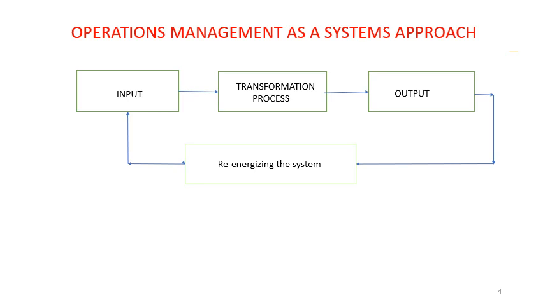Now, does this system work on its own, or are there any constraints on it? If you can see here, there are just three entities: input, the transformation process, and the output. And there is a re-energizing system. The four units are there. Now, does this work in isolation? Is it an isolated environment? No, it works in an environment. And what is that environment? Does it have any restrictions? Does it have any constraints?